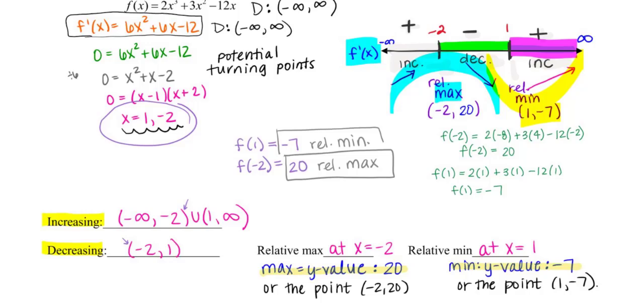And then the exact opposite for the minimum. You decrease to a minimum and then increase after. That will look like a relative minimum, regardless of where it is on your graph vertically.